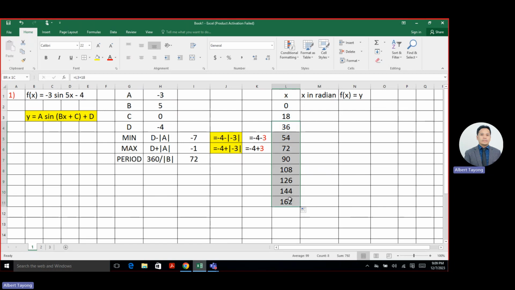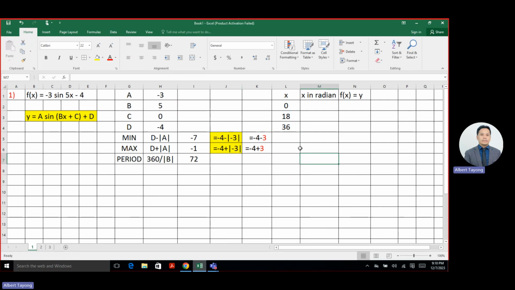But there's no need. The shortcut is we can start with 0 because we don't have c. Our c is 0. We have c, but it is 0. Now we start with 0 and then equals here 72. That is 1 period times 0.25, which is 1/4. So as you can see, the difference is 18. So equals this plus 18 again. Keep on adding by 18.